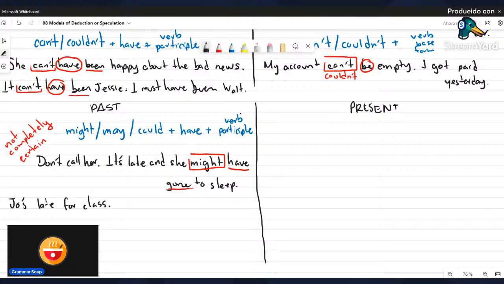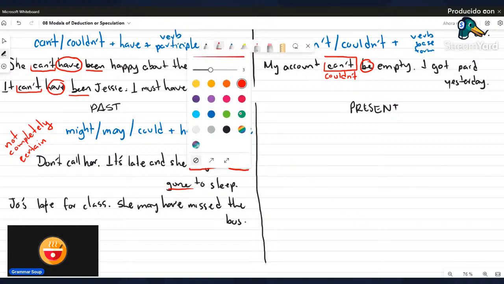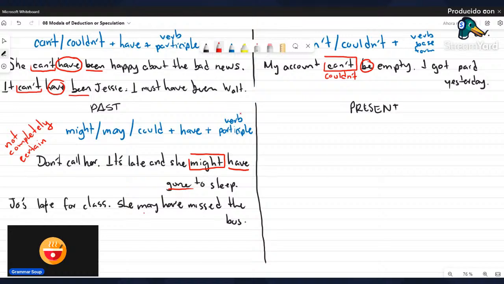Yes, she may have missed the bus, for example, right? She may have missed the bus. So as you can see here, I have just late for class. That's what happened, right? He is late. And why? You're trying to explain that she may have missed the bus, right? I'm using here the auxiliary and I'm using the verb in the participle form. Yes, she may have missed the bus.